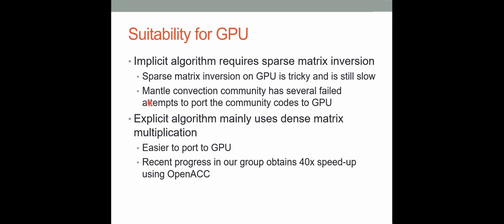So in our geodynamics community, there are several attempts to port our community codes to GPU, but none of them are quite successful. So we use the explicit algorithm, and we only use the dense matrix vector multiplication, and it's quite easy to port to the GPU. So our group can obtain 40 times speed up using OpenACC directives.